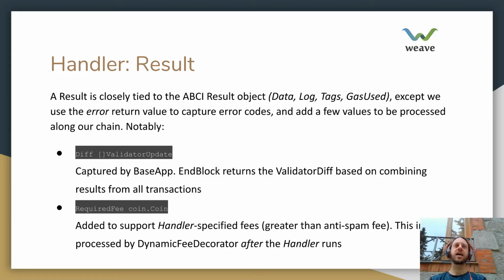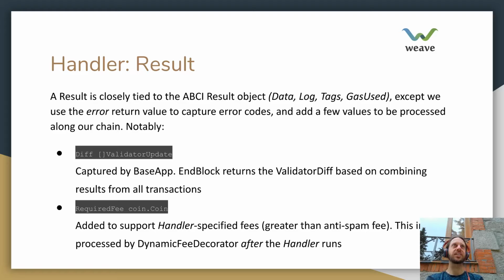In addition to that, we added a few more elements to the results we pass internally, which are used to signal stuff in our application. The first one is diff of validator update. It's a list of changes to the validator set. In the ABCI protocol, you must return a list of all changes at end block. However, we calculate the changes in each transaction.